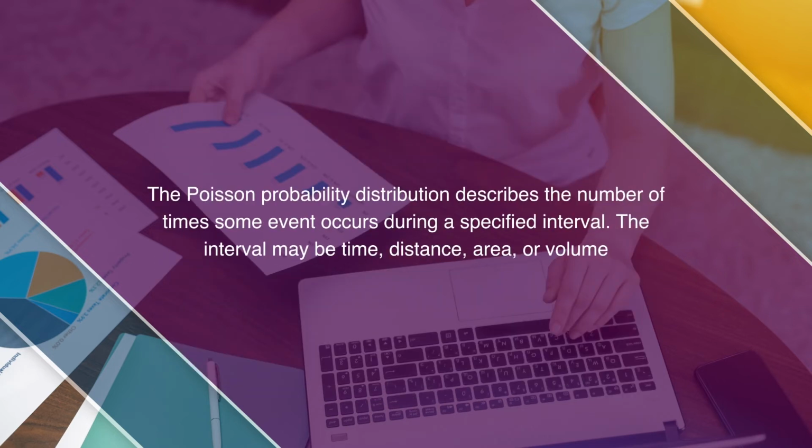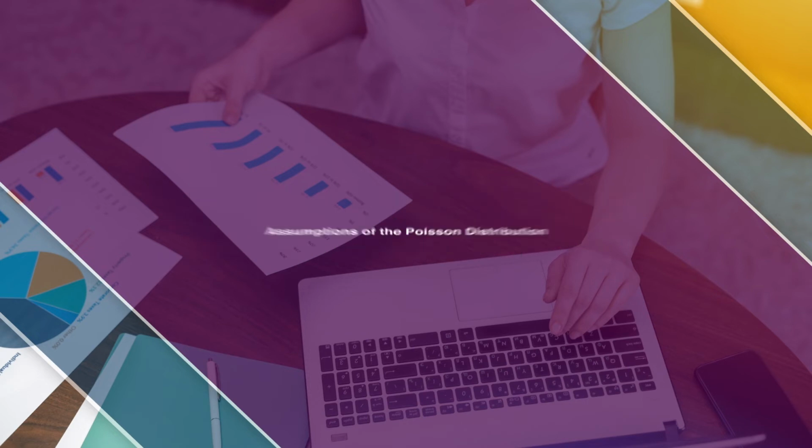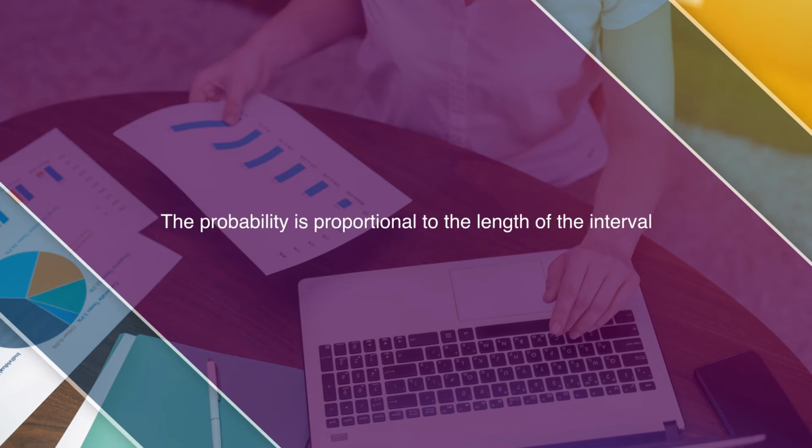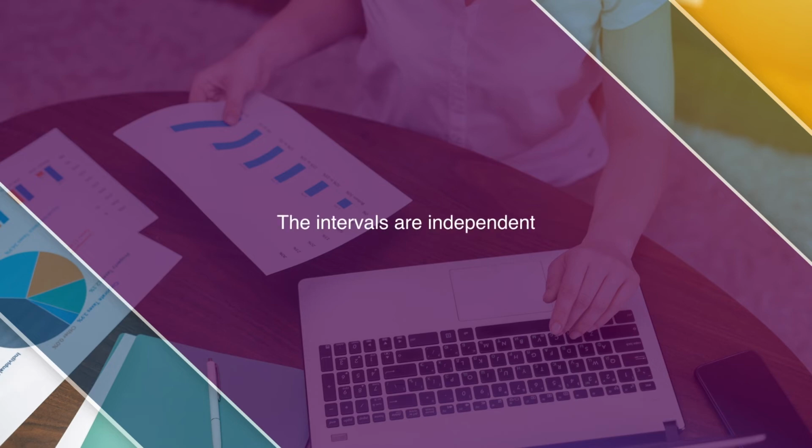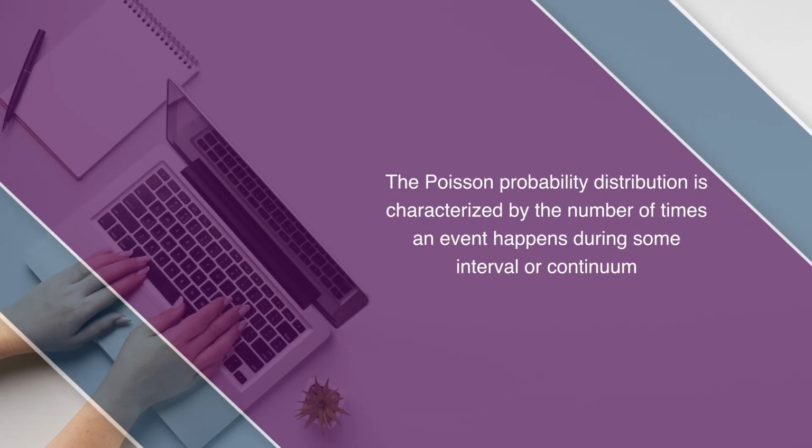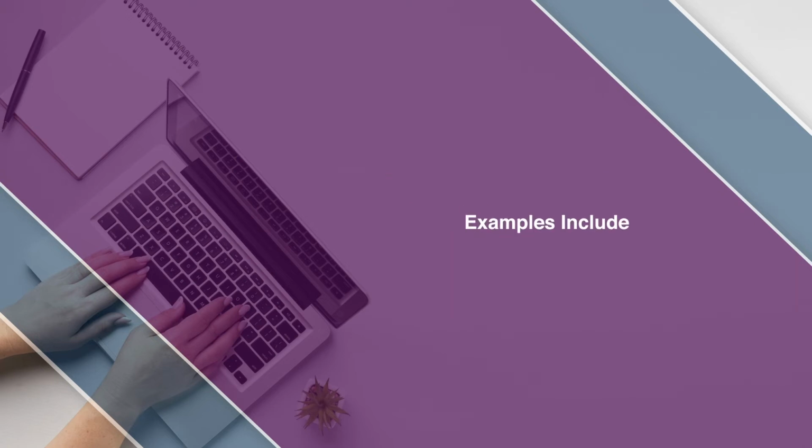So the Poisson probability distribution describes the number of times some event occurs during a specified interval. The interval may be time, distance, area or volume. The assumption of the Poisson distribution is that the probability is proportional to the length of the interval. The intervals are independent. So the Poisson probability distribution is characterized by the number of times an event happens during some interval or continuum, and there are certain examples which will illustrate this.